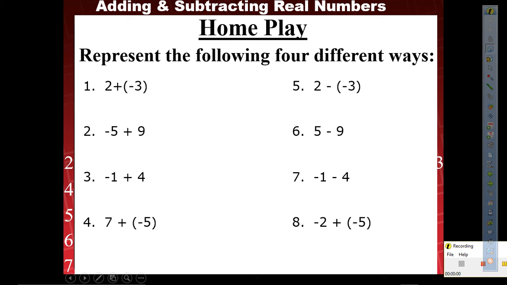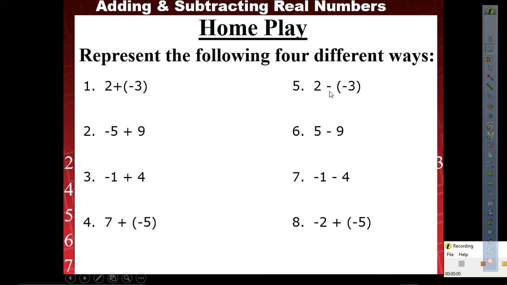So our home plate for tonight, it says represent the following 4 different ways. Number 1 is 2 and negative 3, or plus negative 3. Number 2 is negative 5 plus 9. Number 3 is negative 1 plus 4. Number 4 is 7 plus negative 5.